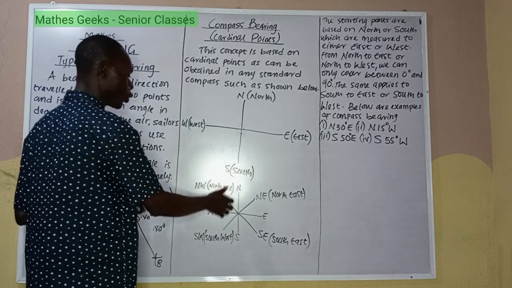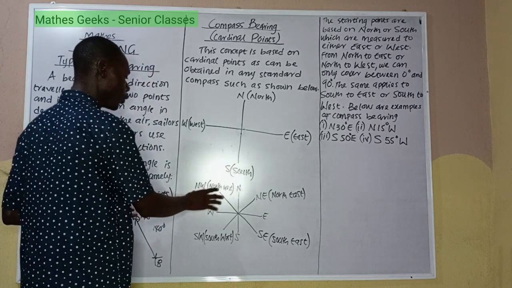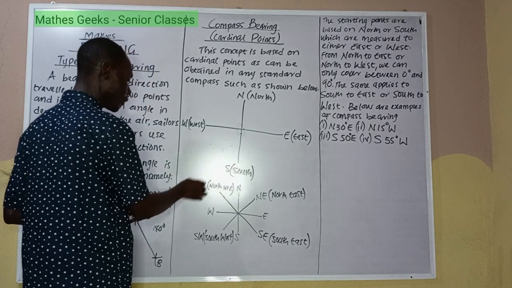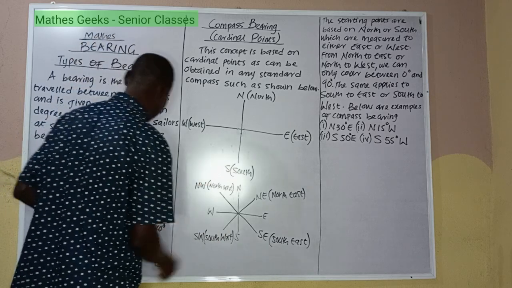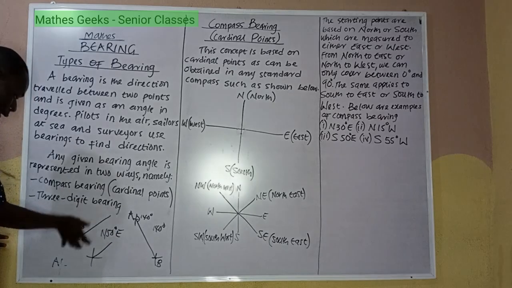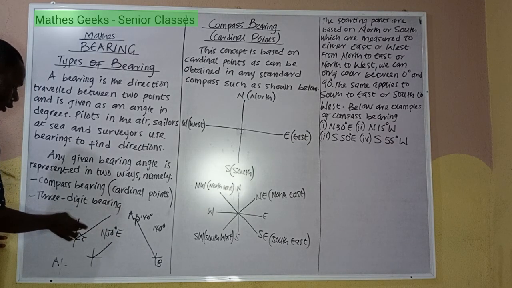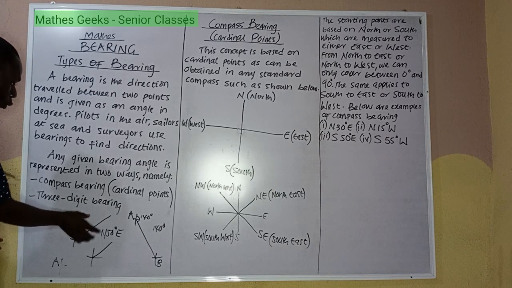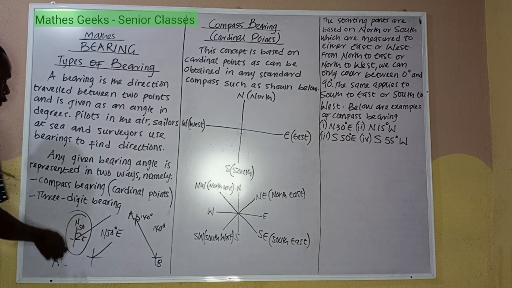So any direction that falls within the north and the west in compass bearing, always go with the notation northwest. So north, the bearing, then the west. As an example, north the bearing, and then the plane in which the direction falls into. This direction falls into the north and the east plane, or the north and the east quadrant of the compass.